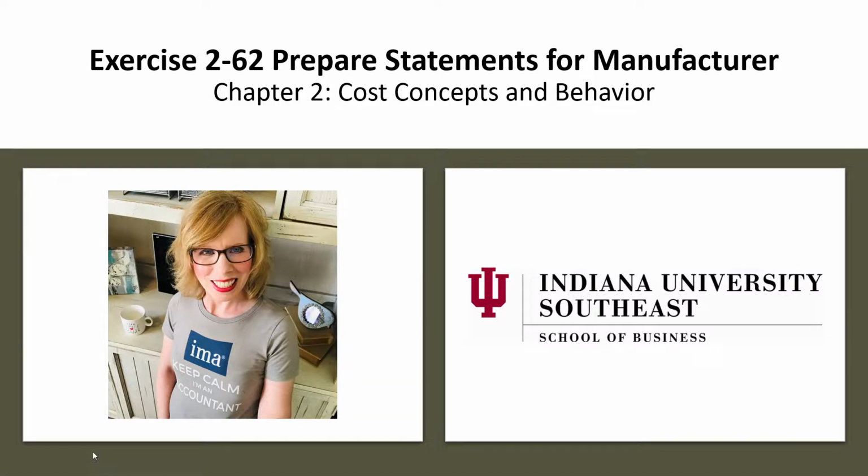In this video, I'm going to demonstrate calculating cost of goods sold and also an income statement for a manufacturer and show you the different caveats compared to a merchandiser. And I'm going to use exercise 262 as a demonstration for this.